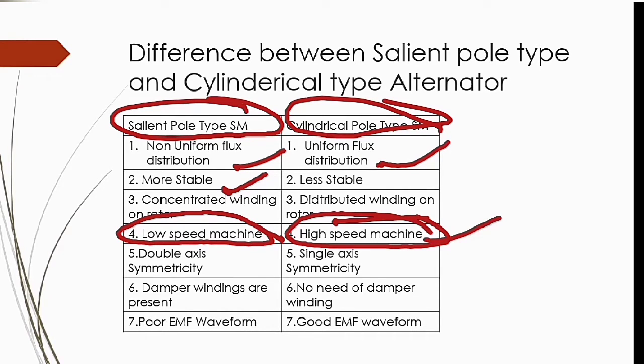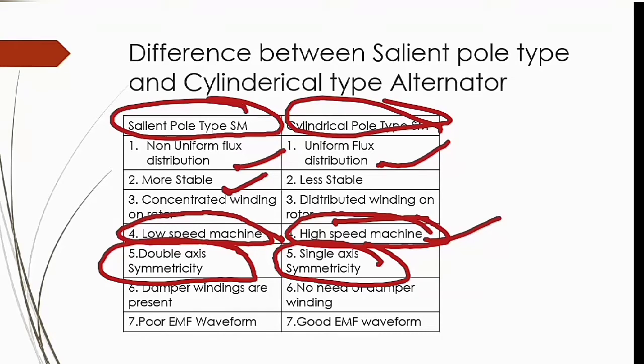The fifth one is double axis symmetricity. In the salient pole type synchronous machine we have double axis symmetricity. That means we use two axes in this synchronous machine, called the D and Q axis. Then in the cylindrical pole type there is single axis symmetricity. Here we only use the D axis, with no need for the Q axis, because of the uniform air gap. We will discuss it in detail.